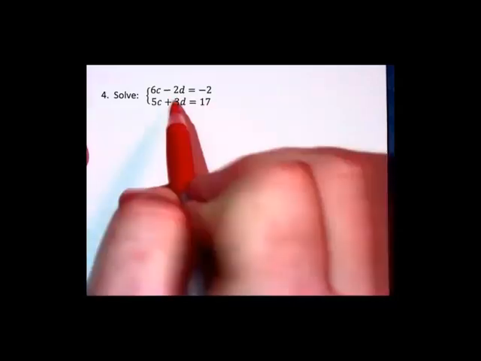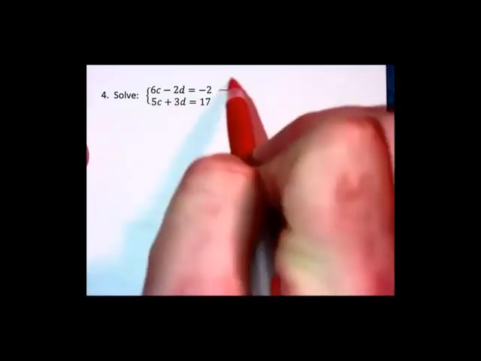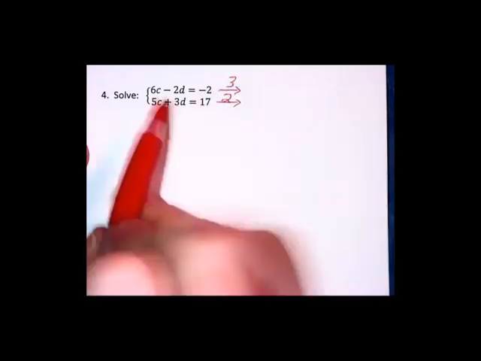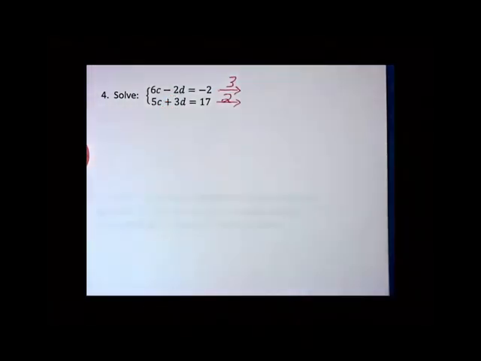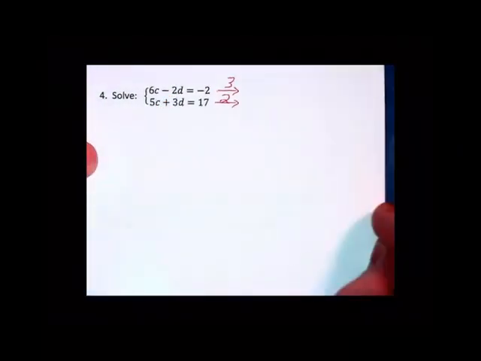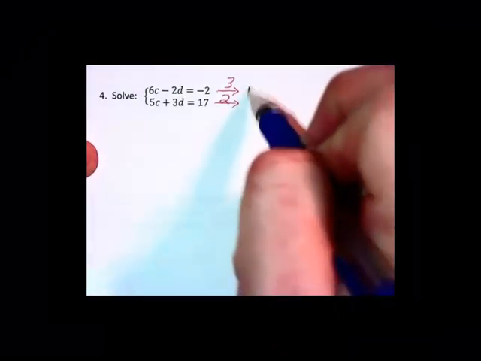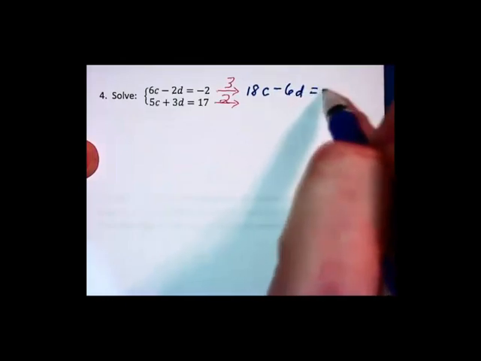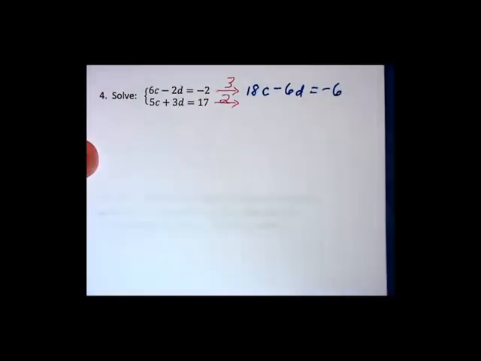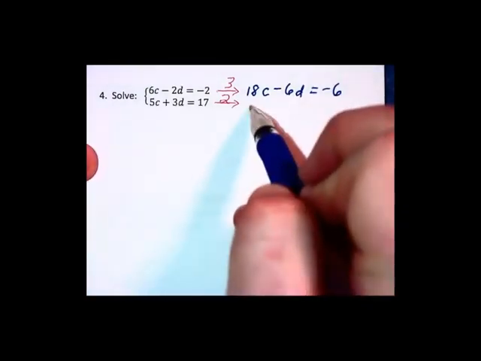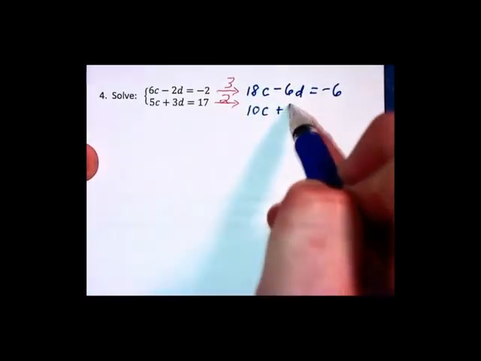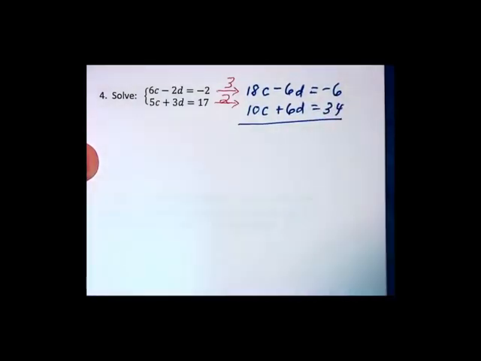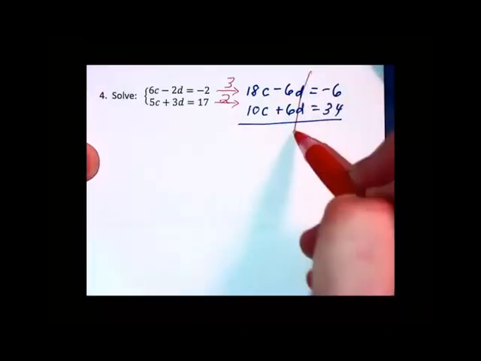To do so, that first equation is going to get multiplied through by 3, and the second equation is going to get multiplied through by 2. That'll create a negative 6 and a positive 6, which will cancel each other out. Multiplying that first equation through by 3 gives us 18c minus 6d equals negative 6. And multiplying that second equation through by 2 gives us 10c plus 6d equals 34. We designed it so that those 6d's would cancel each other out.